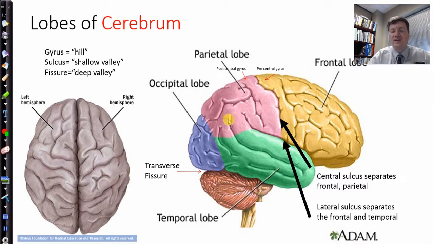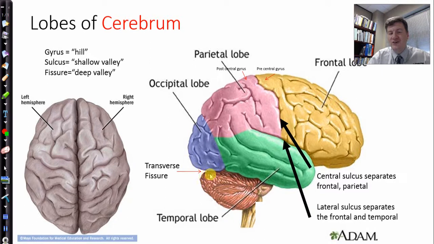The wrinkled nature of the brain we can associate to a very large brain growing in a very small space, but we also associate it with specific terms that help us describe regions of the brain. A gyrus is one of these raised sections, one of these hills, if you will. A sulcus is going to be a valley, a shallow valley that actually is between two gyri, and a fissure is going to be a deep valley, like a deep cut.